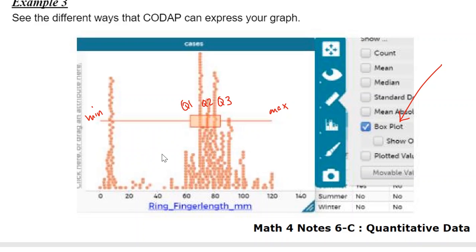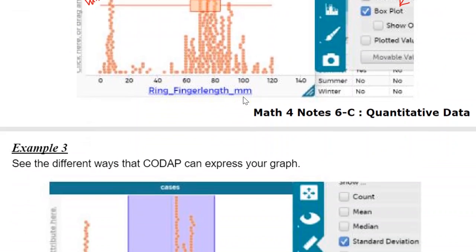As a matter of fact, while this is still on Codab, you can hover on Q1 and you'll get a number. Hover on Q2, you'll get a number. It'll tell you exactly what the values of these guys are, so that you could do Q1 and Q3 and figure out what's the interquartile range. So this can be helpful. One thing to remember is that a box and whiskers uses the median. Your middle here is the median.